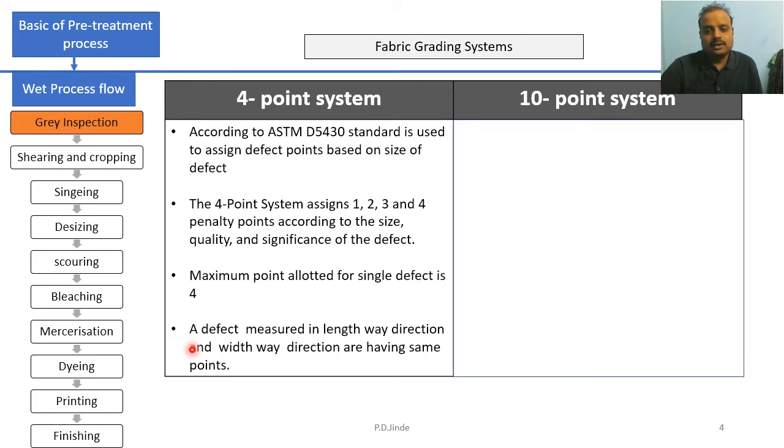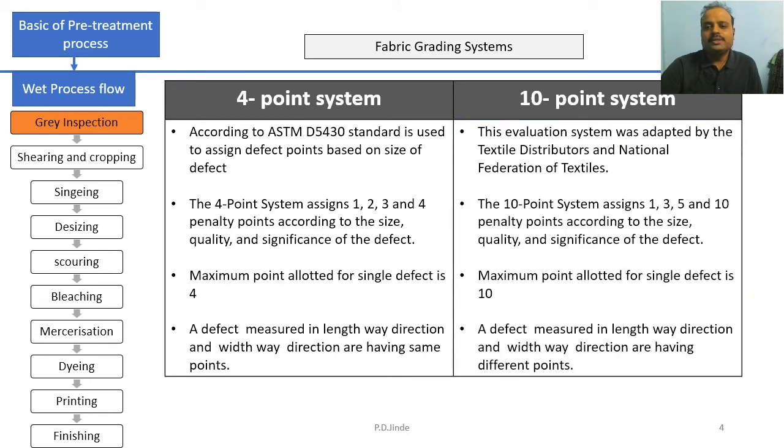Let's understand that a defect measured in the lengthway direction and the widthway direction has the same point system. If a defect is horizontal or vertical, there is no difference in giving points. If a 20-inch defect is in the widthway and a 20-inch defect is in the lengthway, both get 4 points. How these points are given based on the intensity of defects we will see in the next slide, but let's talk about the 10-point system.